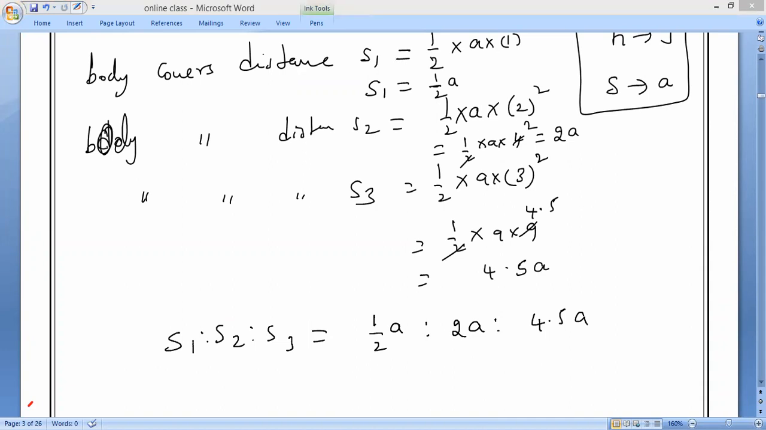Now, if you notice it, observe very carefully. Is it the correct ratio? Is it the correct ratio? No, sir.